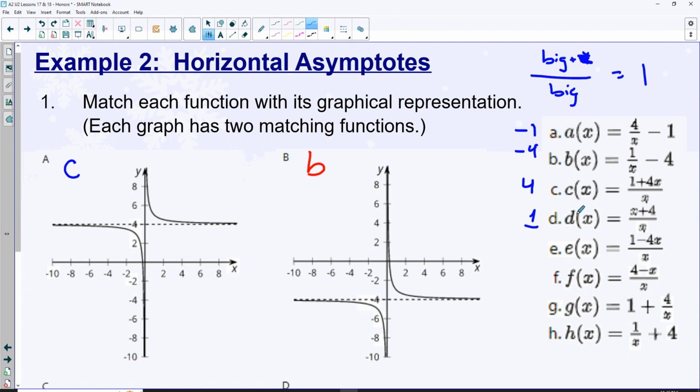Can we predict what might happen to some of the other ones? What about this one? 1 minus 4x over x. Okay, same idea, right? So 1 minus 4 times big divided by big. Okay, now in this case, it's 1 minus. But does it really matter?